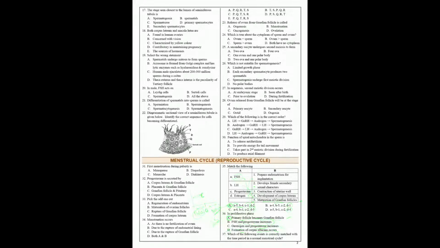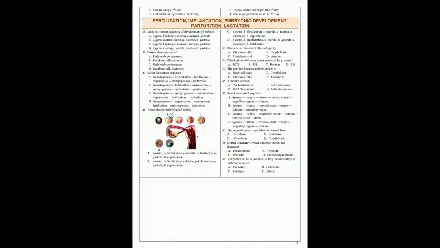All right, so the next question is, which of the following events is correctly matched with the time period in a normal menstrual cycle? Release of egg, fifth day. Let's see, if this is the first day, second day, third day, fourth day, no, this is not correct. Because if ovulation is on the 14th day, then 14 minus 5, it should be the 8th or 9th day. So this is not correct.